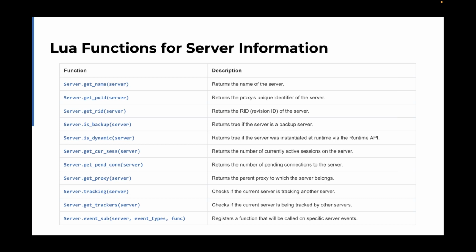Custom Lua modules can also now leverage new functions for accessing information about backend servers. So you can now pull information such as its name, unique ID, whether it's a backup or added at runtime, data such as current sessions and pending connections, and tracking info, or even register a function that will be called on a specific server event.